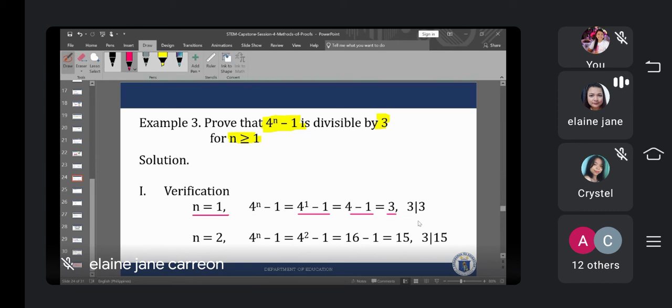Wala siyang remainder. Pag sinabing divisible, pag dinivide mo yung number dun sa 3 or dun sa any number na given, wala siyang ang tawag doon, remainder, therefore it is divisible. So, 3 is divisible by 3. Next, let's verify n is equal to 2. So, 4 raised to 2 minus 1 is equal to 16 minus 1 equals 15. So, is 15 divisible by 3? 15 divided by 3 is 5. Therefore, it is divisible. So, check yung ating stage 1.